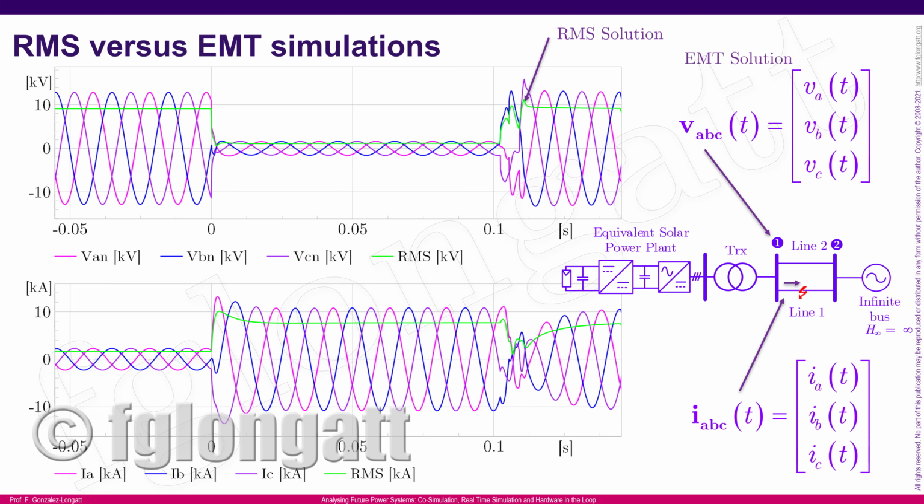Okay, and I am presenting in both plots the results for the RMS simulations and the EMT simulation. As you can see here, let me use the laser pointer. The green line represents the RMS solution, and you can see there is a straight line over here because we are representing just the RMS value. This is obtained from the RMS simulation.